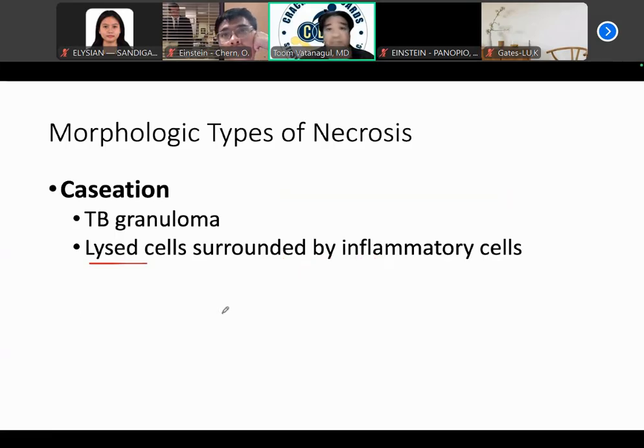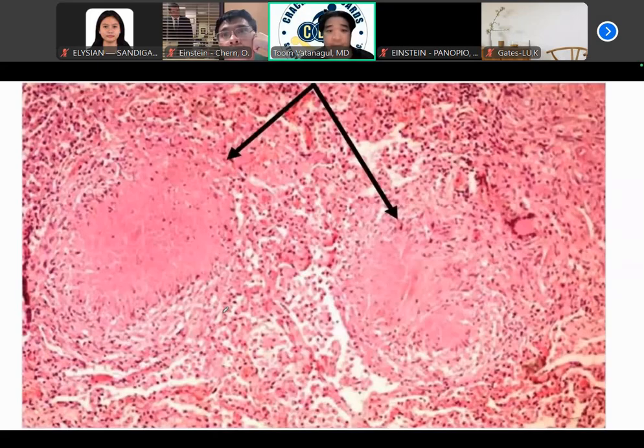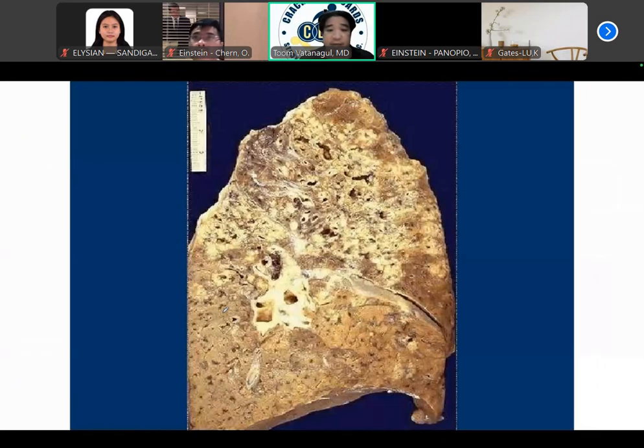Okay, now here, pointed by the black arrows, that's your area, your foci of caseous necrosis. Okay, surrounding are your lymphocytes, your inflammatory cells, and grossly, you have here the cheese-like material. This is tuberculosis, which loves the apex of the lung.